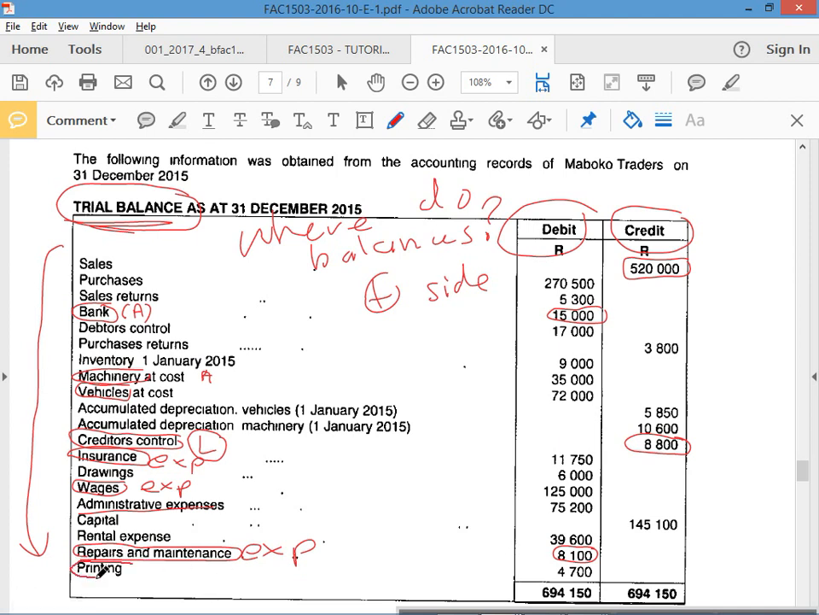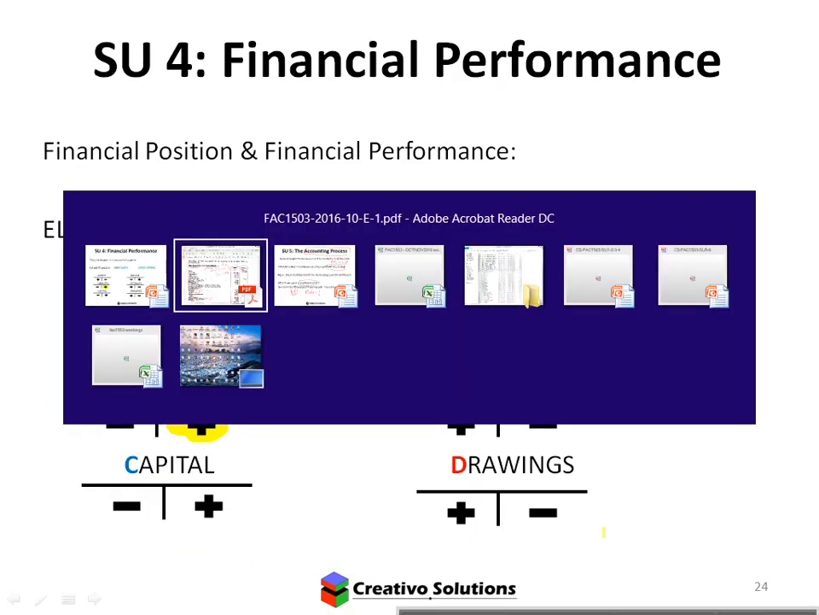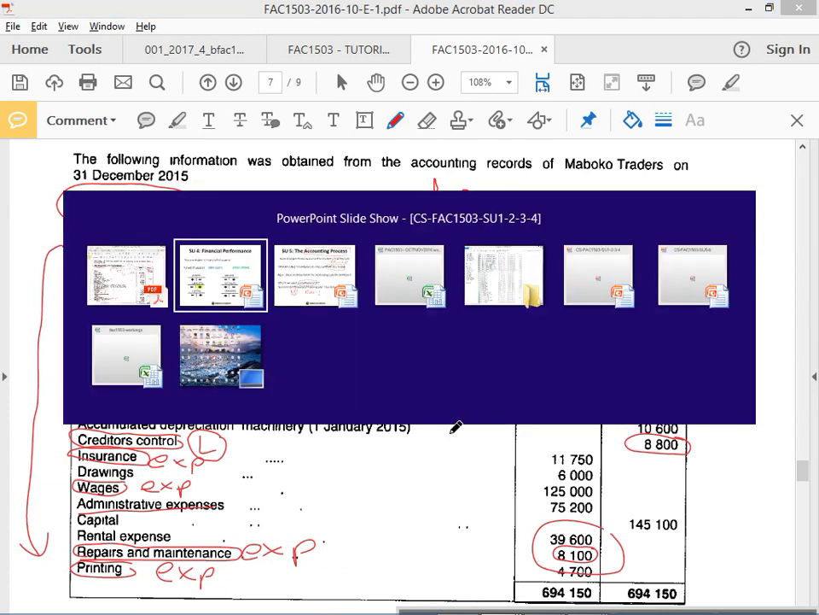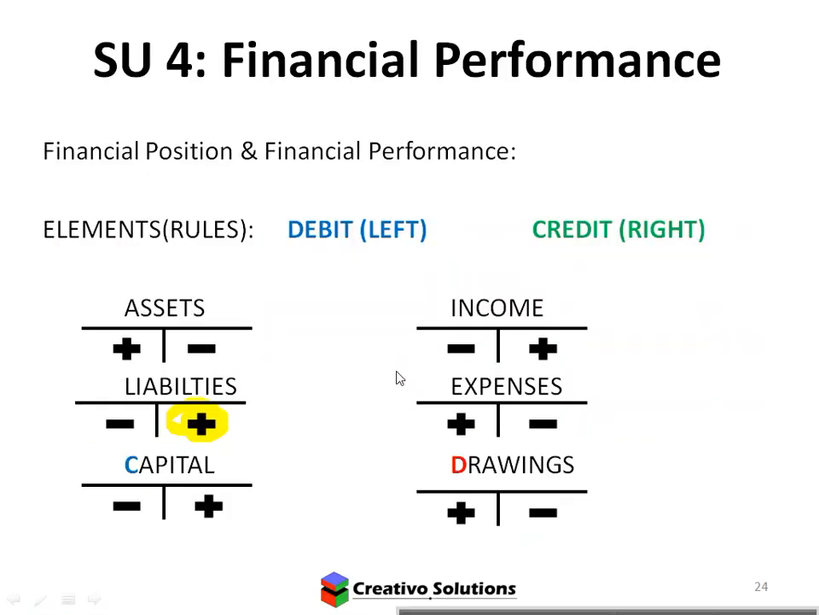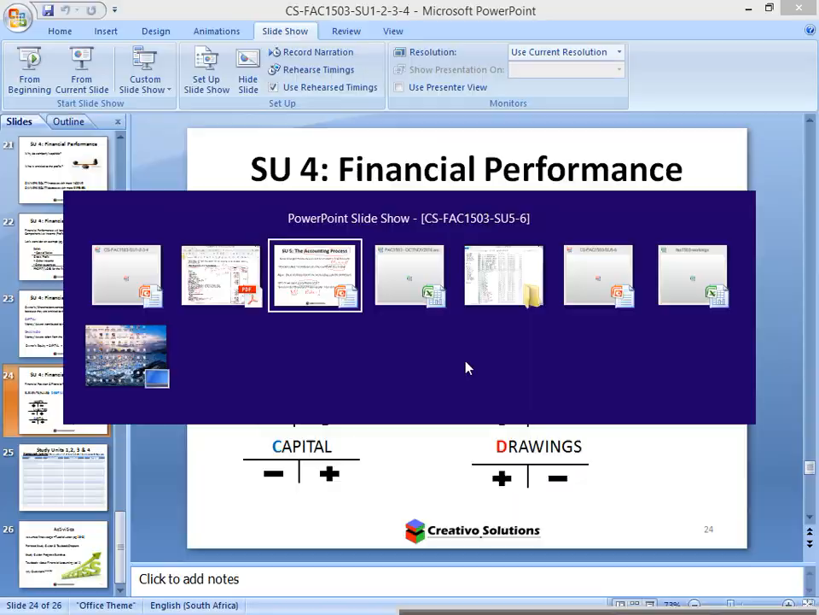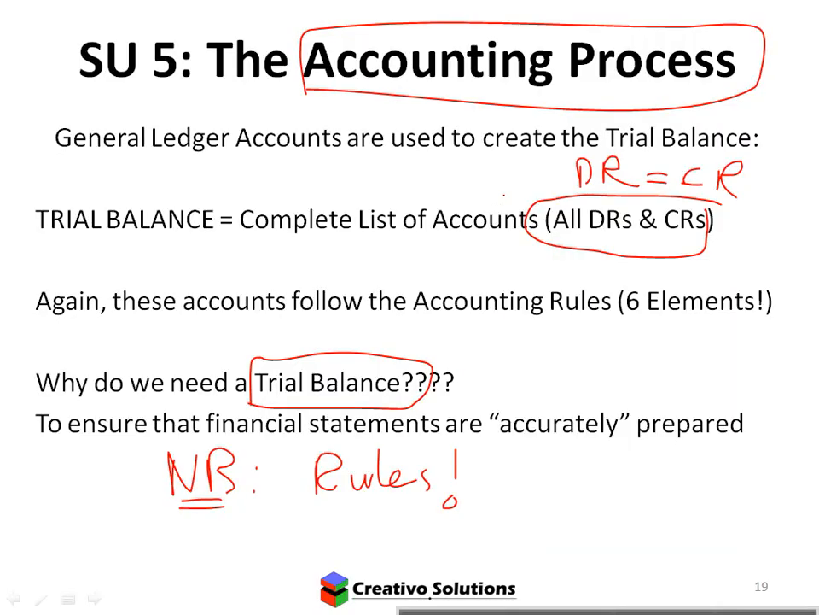Printing is what? Last one. An expense. Okay, all of those have debits because they're all expenses. Great. Okay, let's go back to our notes. There we go. The accounting process.